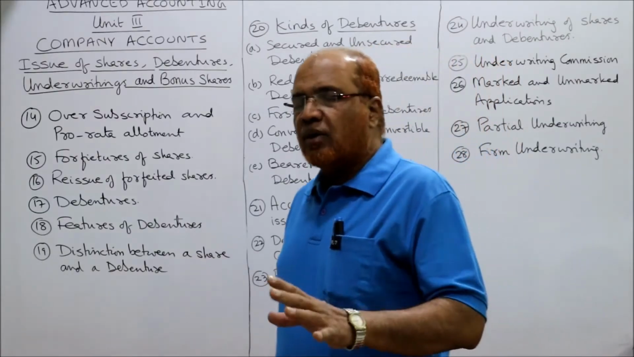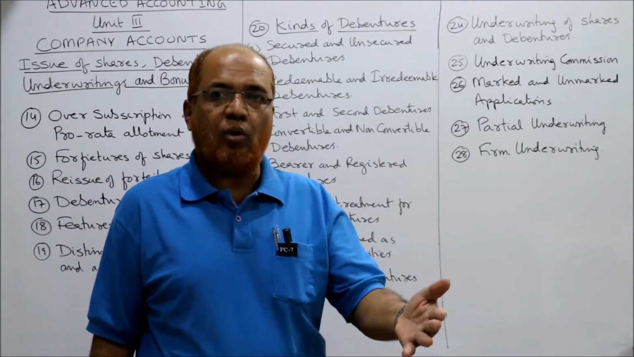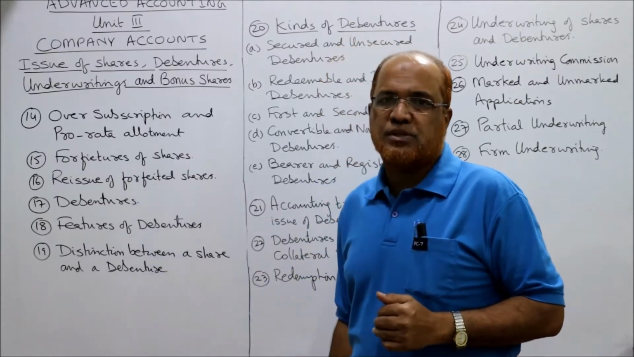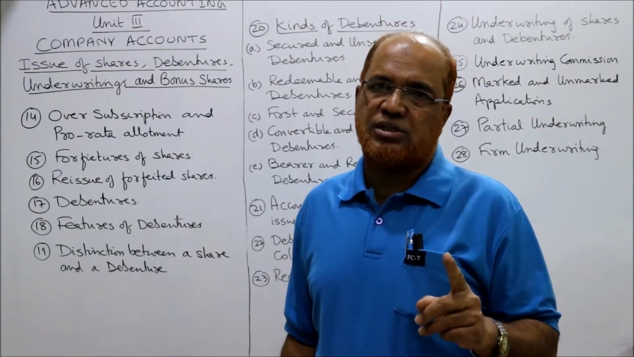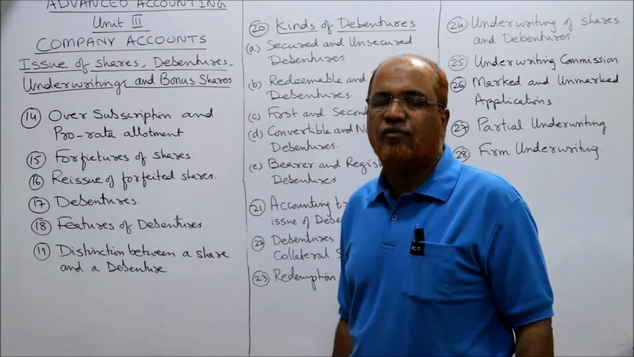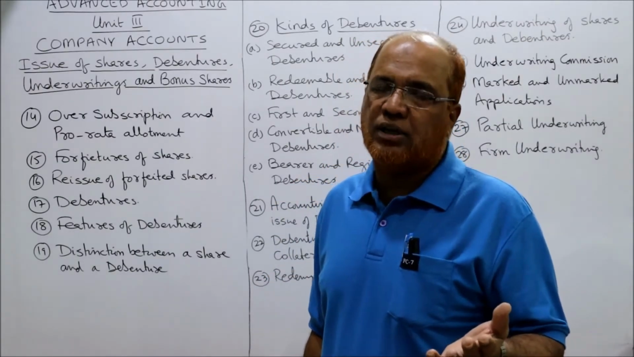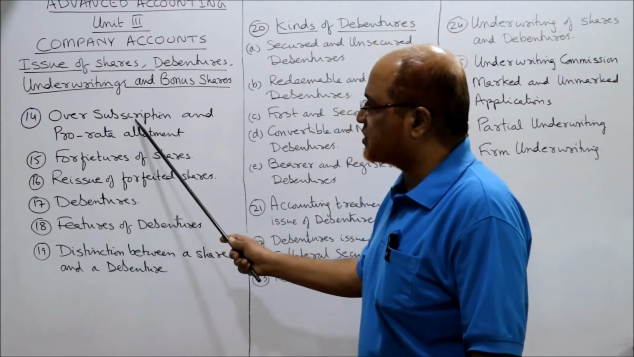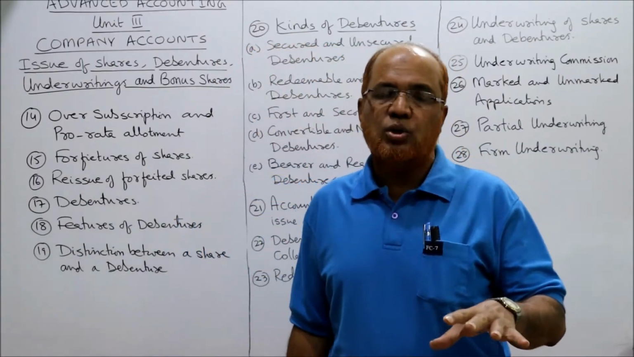When the number of shares applied for by the public is more than the number of shares offered, it is called oversubscription. Example, when the company has offered 1 lakh shares to the public, but the public has applied for 1,40,000 shares. Applications were received for 1,40,000 shares, but the company has offered only 1 lakh shares. It is called oversubscription.